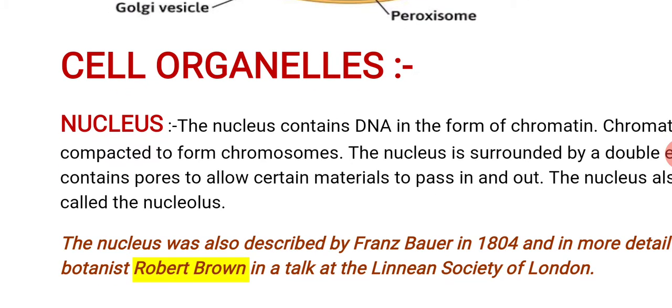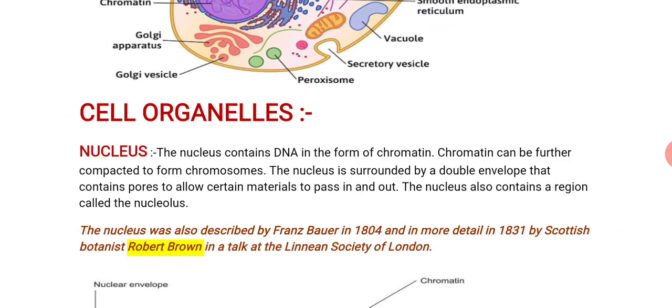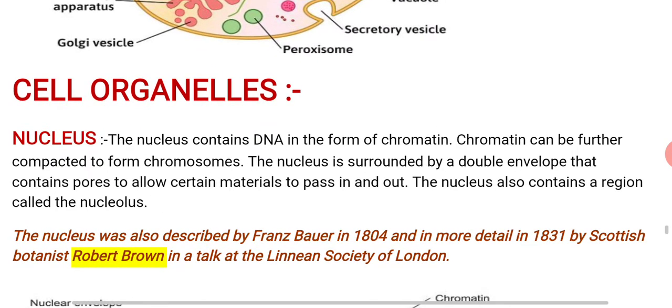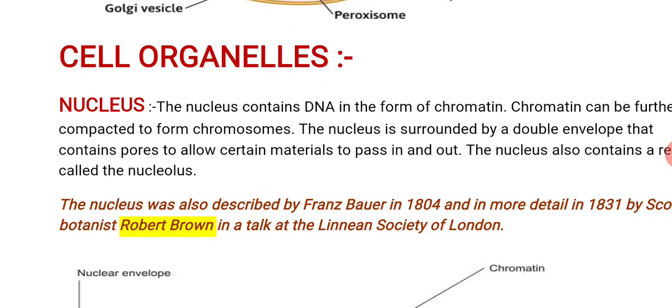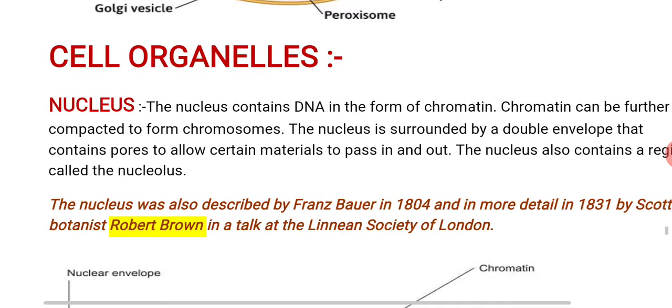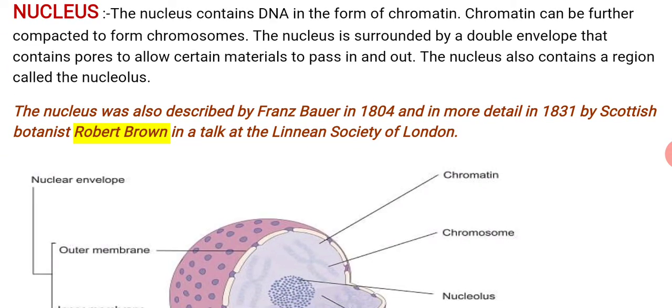At first, the nucleus. As you know, the nucleus was discovered by Robert Brown, the botanist, though there is a background story about Franz Bauer in 1804. The nucleus contains DNA in the form of chromatin, which can be further condensed to form chromosomes. The nucleus is surrounded by a double envelope that contains pores to allow certain material to pass in and out. Nuclei also contain a region called the nucleolus.